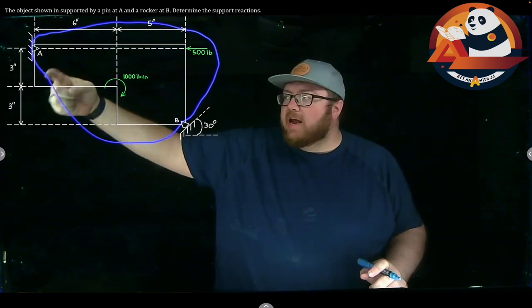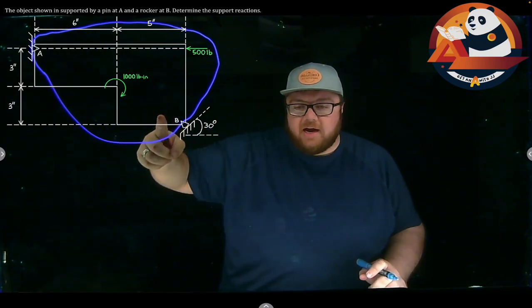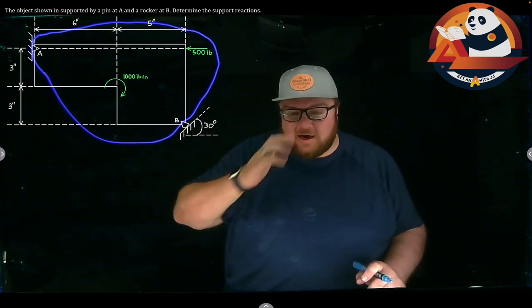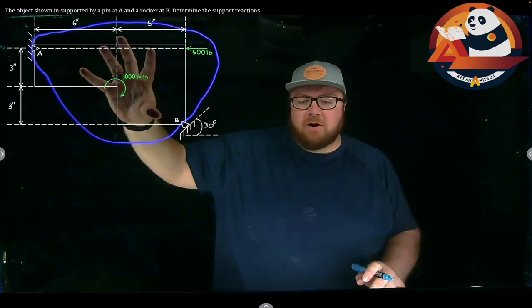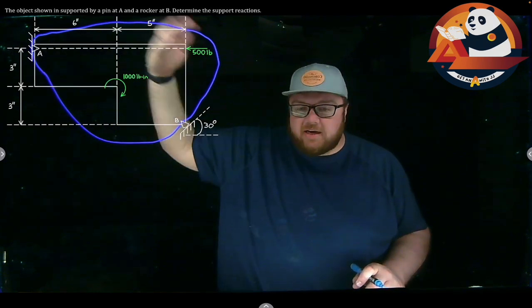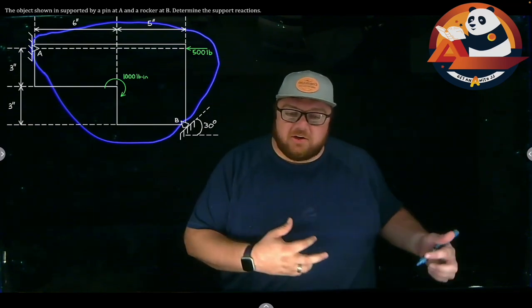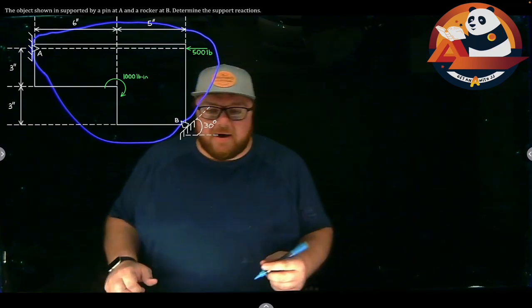I've cut a pin at A, I need to have AX and AY. I've cut my rocker at B, I'll need to have a force down there, just perpendicular to the plane it's rocking on. Again, as we get more and more familiar with free body diagrams, we'll probably skip that step. But if you are struggling with free body diagrams, circle around everything. Circle it, cut through your supports. It'll help visualize what you need to include to actually free this and make your free body diagram.